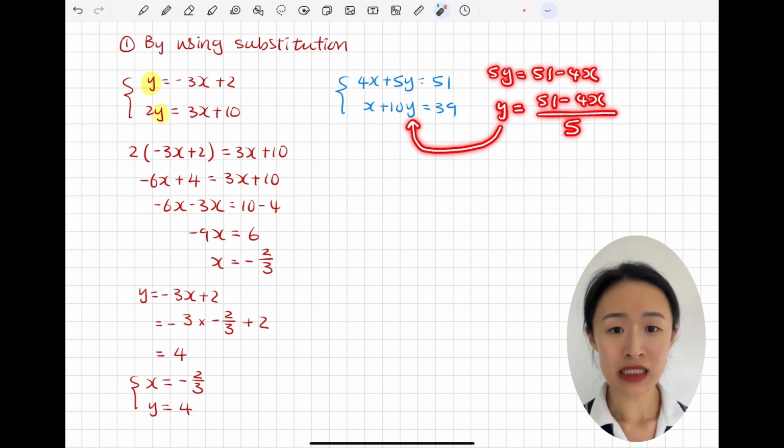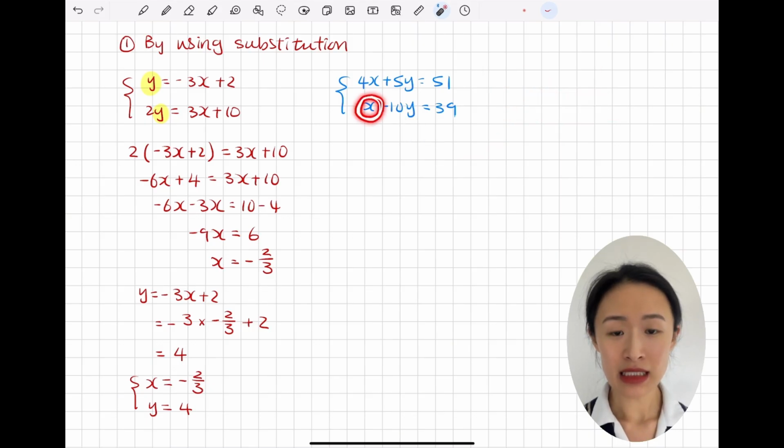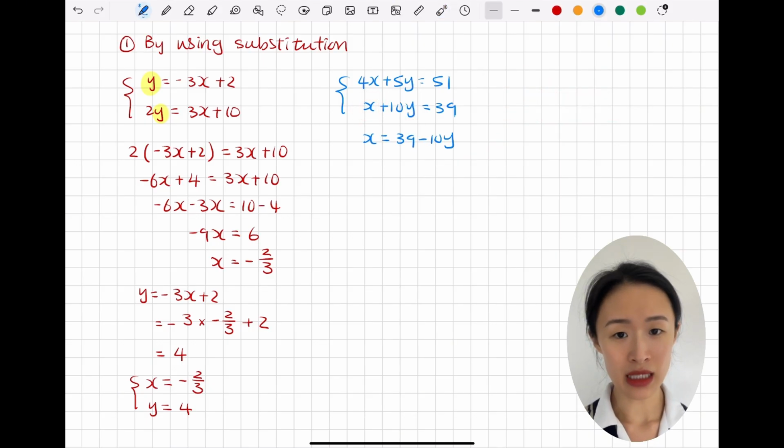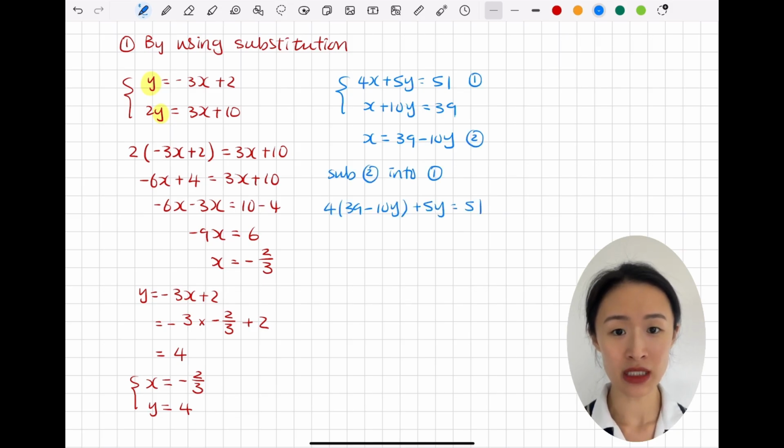We don't have to stick with y. We can see that x is actually easier to rearrange. So what I'm going to do in this question is to rearrange that second equation to make x the subject. And now I'm going to substitute that second equation back into the first equation, and then the same process will help us to work out what y is. So in this case, y equals 3.